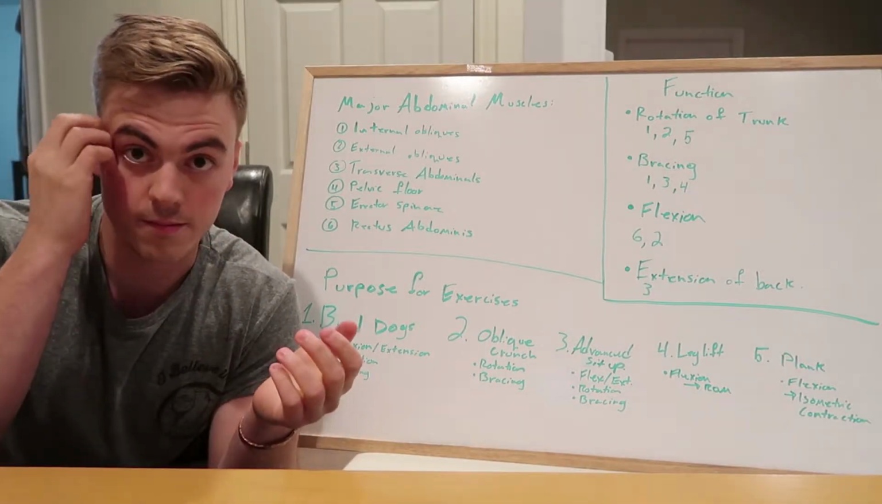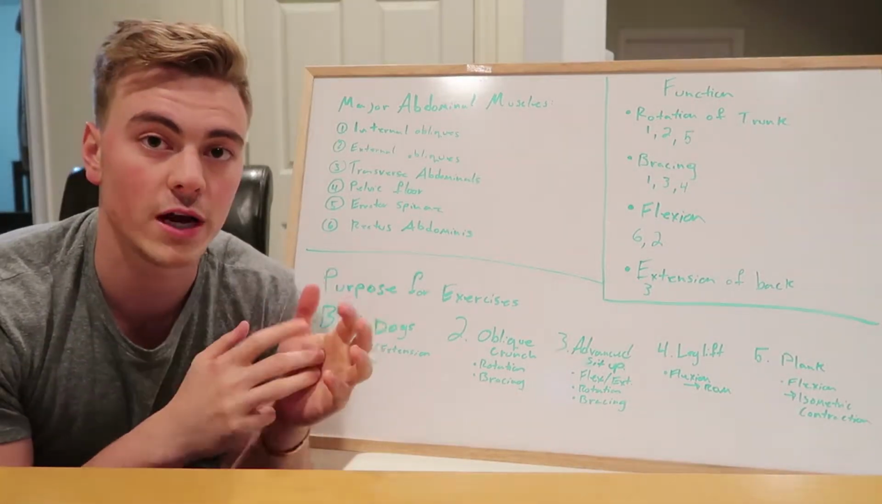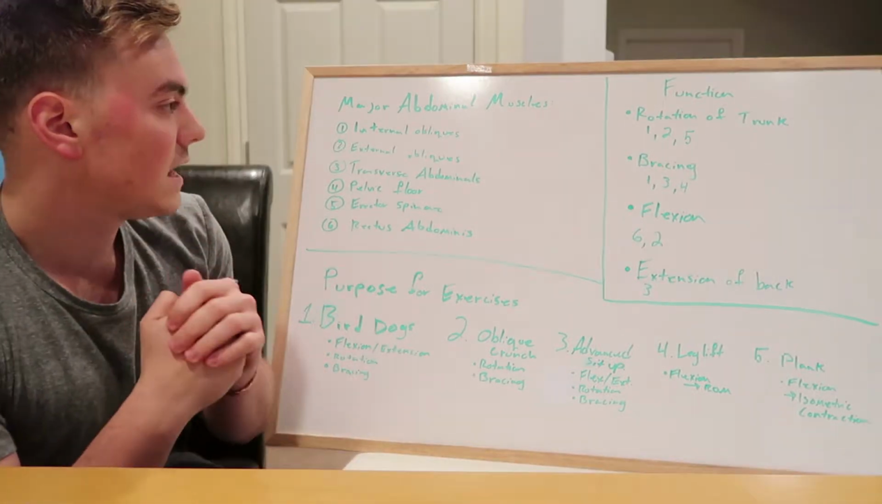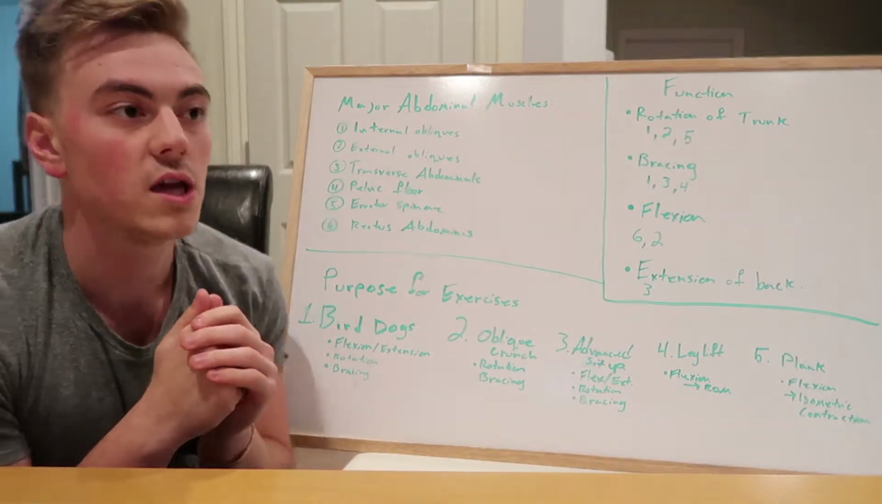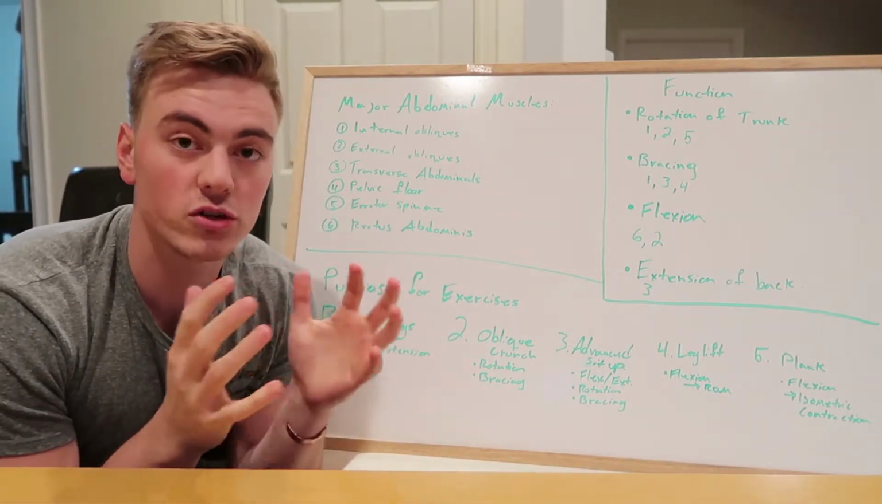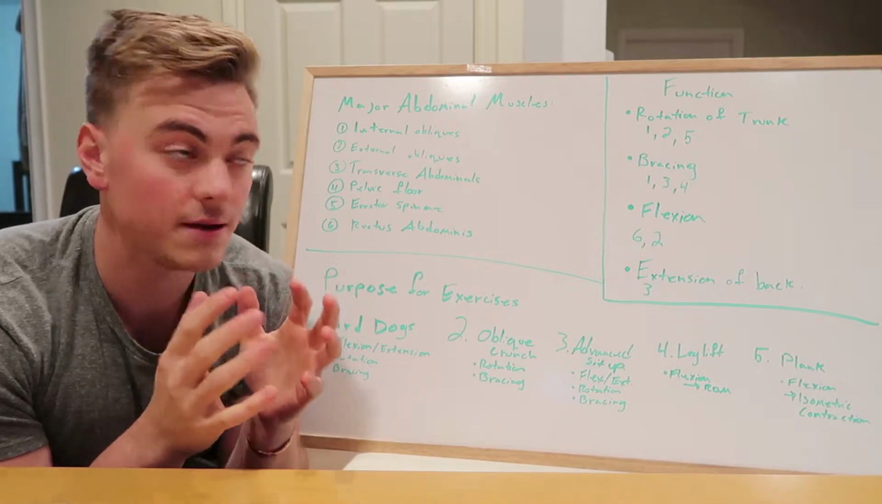Now, as we briefly went over, the pelvic floor and the transverse abdominals are the main bracing muscles, but at the same time, you have your internal obliques, which also help with that pressure exchange within the abdominal cavity.